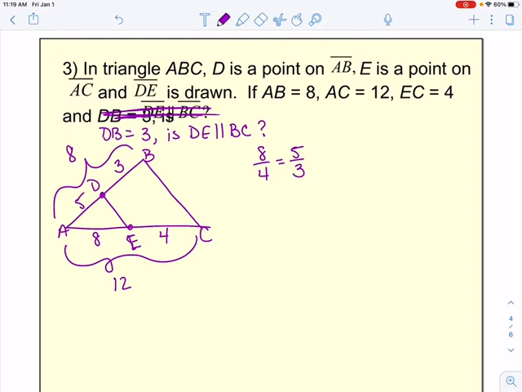Okay, so if that's true, then my two pieces are going to be parallel, and if it's not true, then they're not going to be parallel. So when I cross multiply here, 8 times 3 is 24, and 5 times 4 is 20. 24 does not equal 20, so no, those two lines are not parallel.